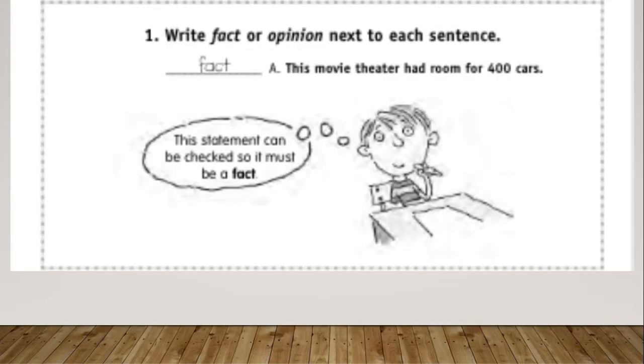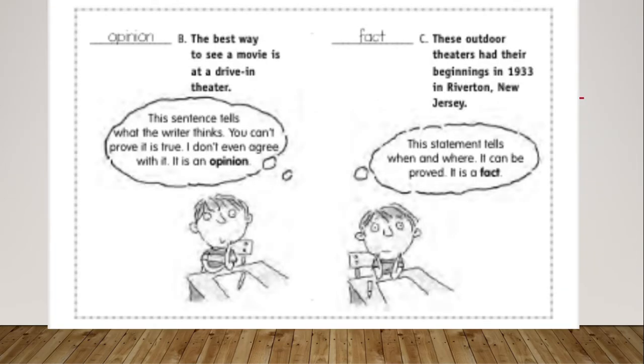When we look at this, we know that this movie theater had room for 400 cars. This is a fact. This is something that was proven. It's a statement that can be checked out and researched. The best way to see a movie is in a drive-in theater is an opinion. Some people might enjoy drive-in movies, others might not. This sentence tells what the writer is thinking, and it cannot be proven one way or another.